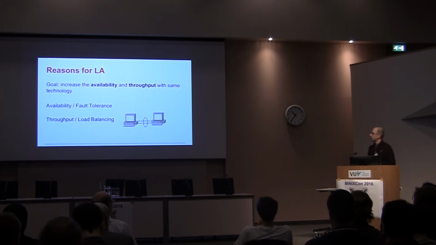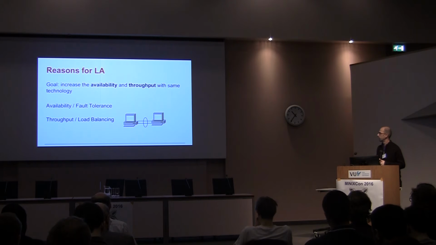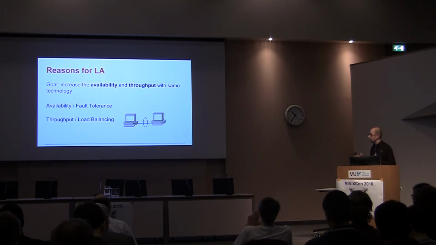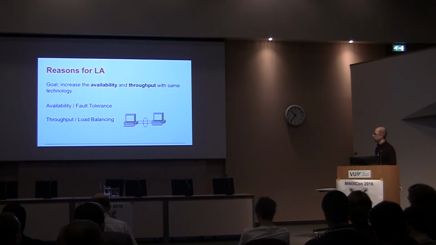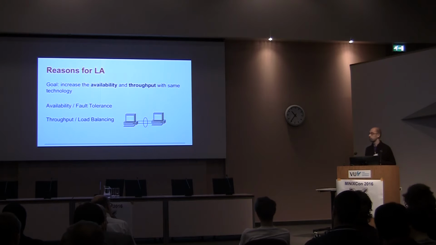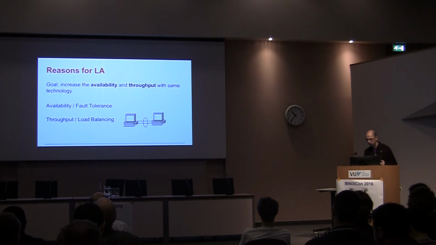Why would we do link aggregation? To improve the performance, improving throughput and availability of a networking link. Availability is improved through fault tolerance. What happens if one of the links breaks? Then we just switch to the other one. And we could also use the links for more speed, for more bandwidth.